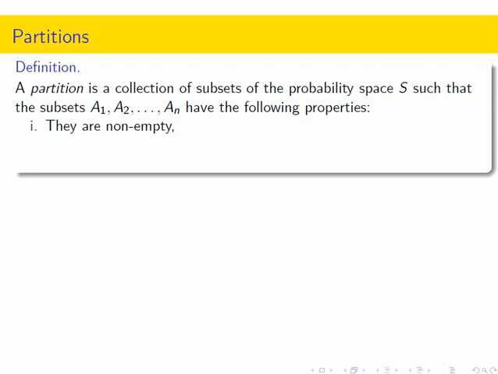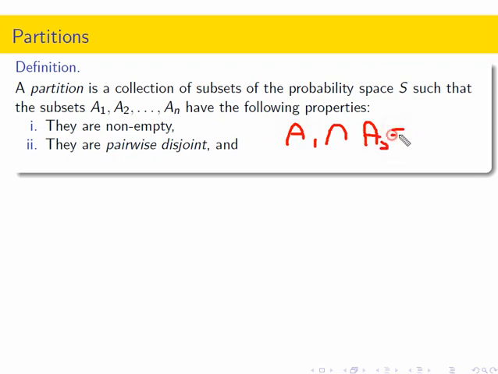None of them are empty. They're pairwise disjoint. That means that when I take, say, A1 and I intersect it with A2, that the result is the empty set, right? And this will be true whether it's A3, A4, no matter which pair of subsets I choose, their intersection is going to be empty.